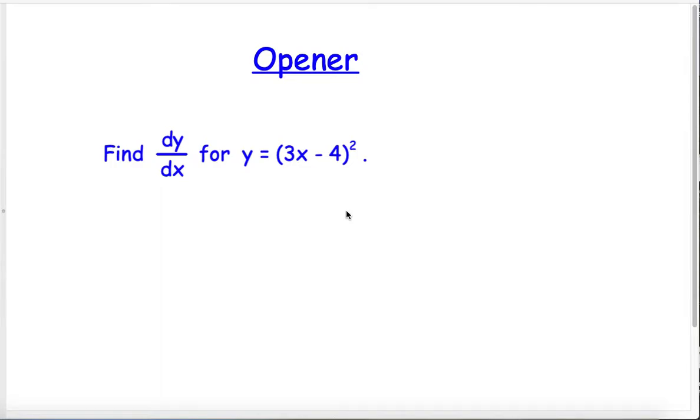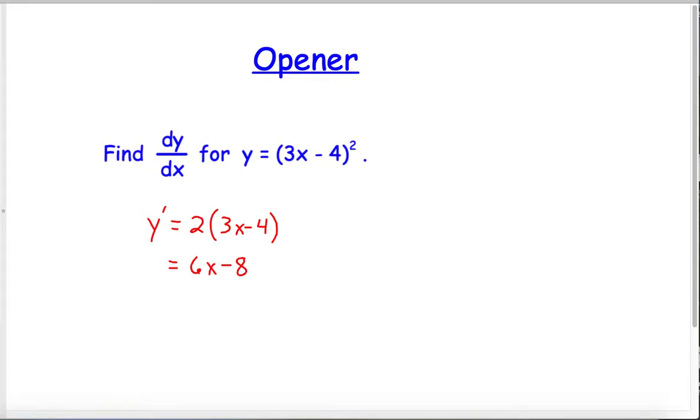All right, so we think we know how to find the derivative of a lot of different functions, but actually we've just touched on the surface. What if I ask you to find dy/dx for y equals (3x minus 4) squared? What are you going to do with that? Well, you might think the power rule, so y prime, or dy/dx, I just multiply the 2 out in front, and then I subtract 1, and it just becomes 3x minus 4 to the first. And then if I distribute that, I get 6x minus 8.